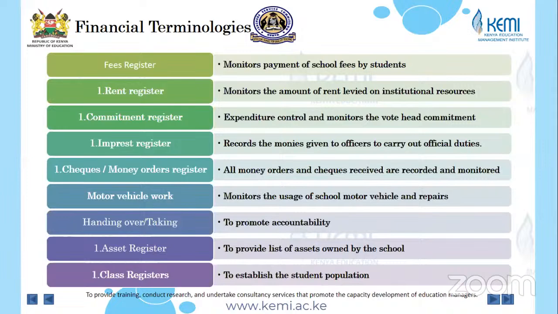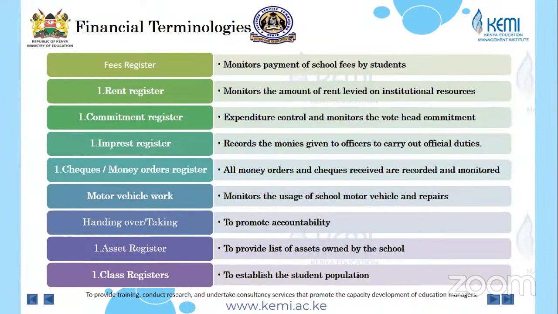And then we have the commitment register. This is for the purposes of expenditure control and monitors the vote head commitments. Remember, in every vote head, you know that this is the amount we have allocated to this vote head, this is what we have allocated to stores, and this is the amount that we have used. So you record that on the commitment register.